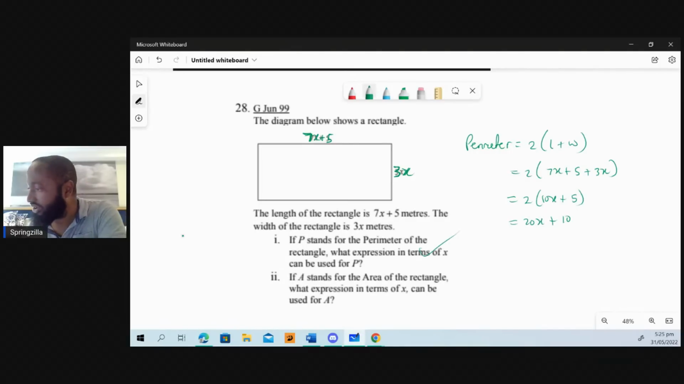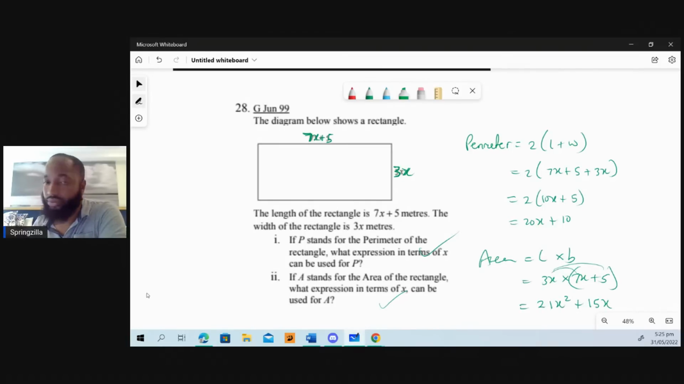If A stands for the area of the rectangle, what is the expression? So the area is length by breadth. So this is 3x times (7x plus 5). Keep in mind this must be in brackets. So this is 3x there and then 3x there. So 3 sevens are 21, 21x squared plus 3x times 5, 15x. That is what we're looking at. Just be careful with the multiplication.